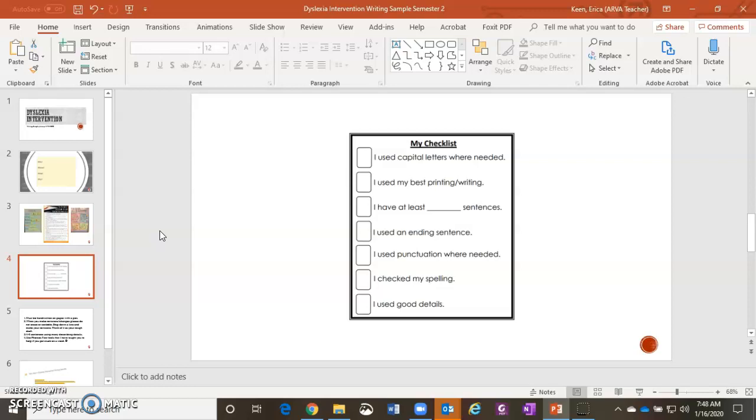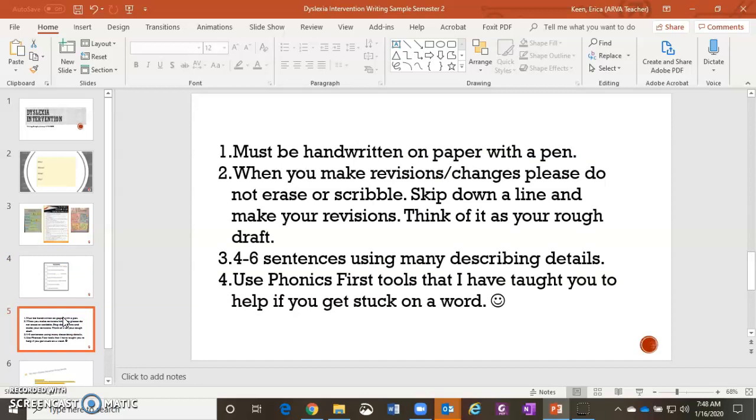So again, when you get to the end, just like in the beginning, you opened with something interesting, and you don't close with, and that's the end of my story, the end. So use an interesting ending sentence or a closer. Look for punctuation, check your spelling, use good details. Okay, just a reminder, must be handwritten on paper with pen, no pencils.